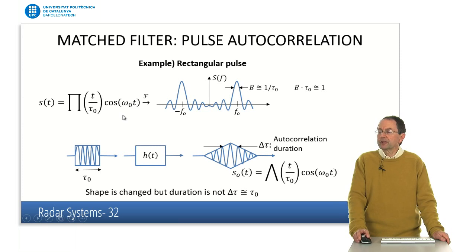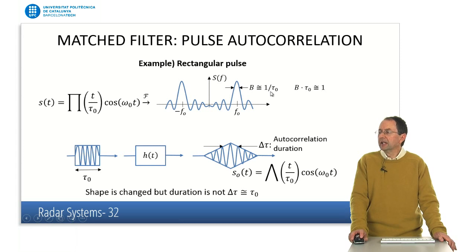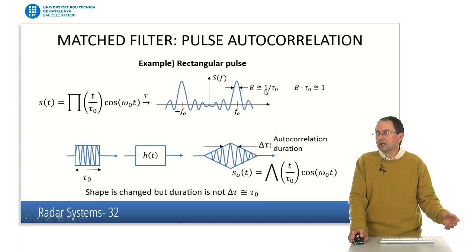So if we take, for example, a rectangular pulse, which is a simple pulse that some radars use, the pulse has a duration tau 0 here. The autocorrelation has a triangular envelope, so that's the output of the autocorrelation. We have a change of the shape, but the duration of this triangular signal is more or less the same as the original. And this happens because that's a very simple signal, where the bandwidth of the signal is the inverse of the duration. This happens with simple signals like Gaussian pulses, rectangular pulses, and so on.